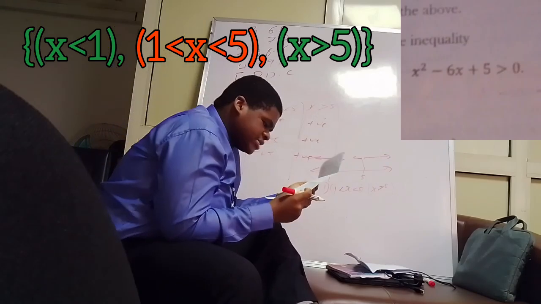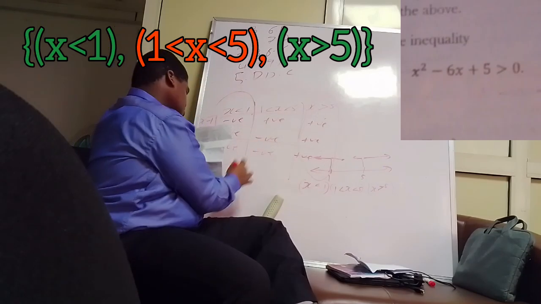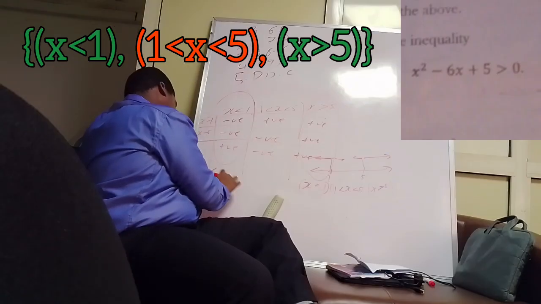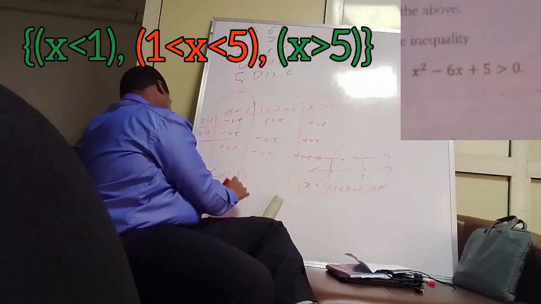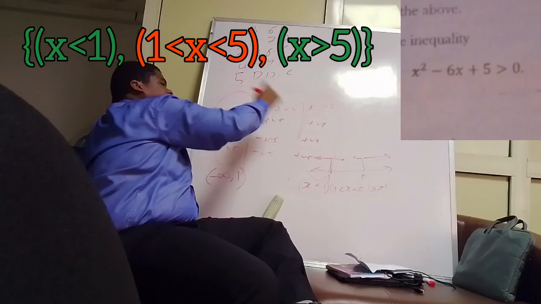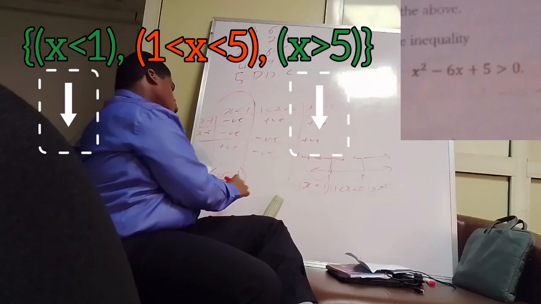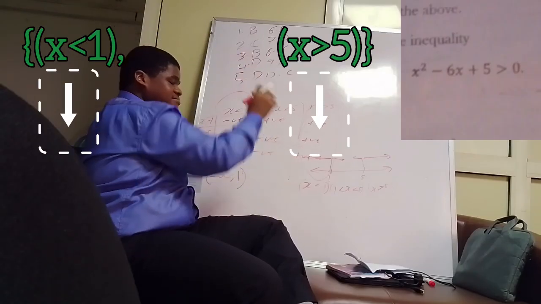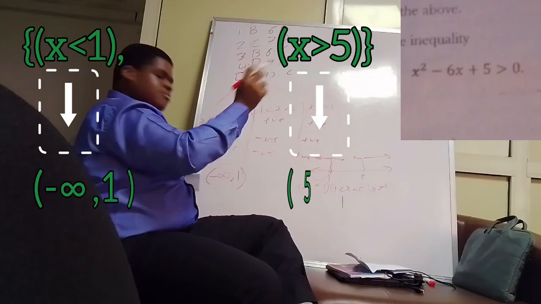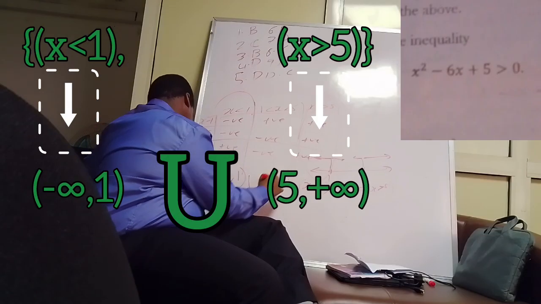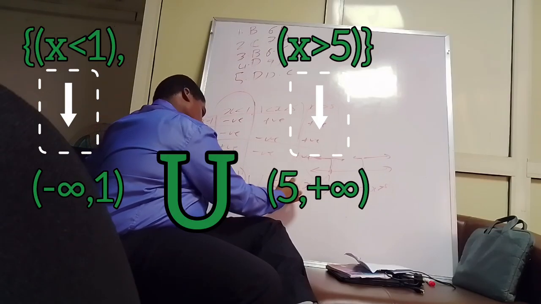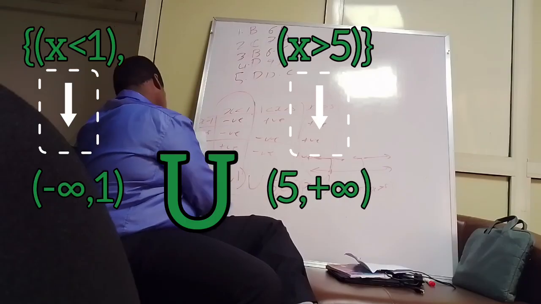Now, why is it option C? Since x is less than 1, that means x is from minus infinity to positive 1, not included. Remember the question says greater than, not greater than or equal to. So you're going to use a circle bracket, a round bracket. Union from 5 to positive infinity. Option C.